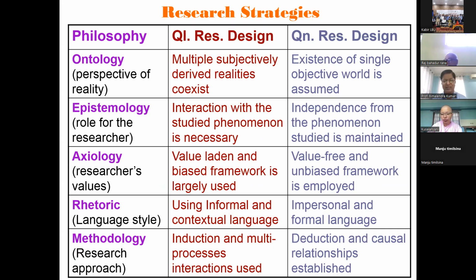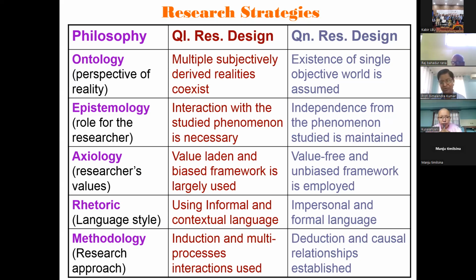So if a researcher does qualitative research, then he tries to design for multiple subjectively derived realities that coexist. So from the different sources, he has to derive or collect the research materials. If there is quantitative research, then the existence of a single objective world is assumed.